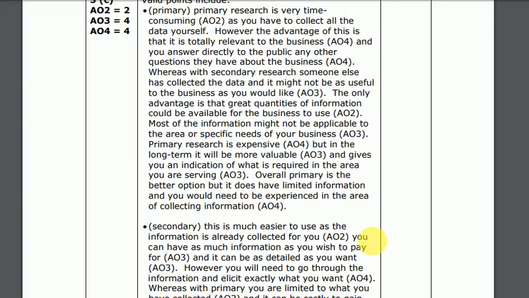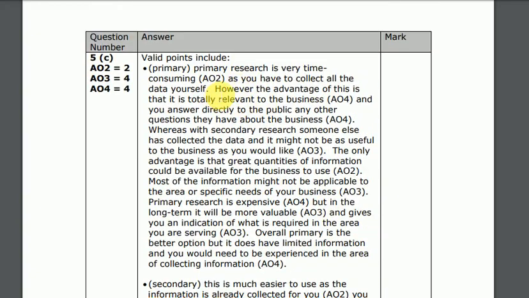Now, you would have rejected primary because primary research is time consuming. There's a problem with primary research. The only advantage is that great quantities of information could be available for the business. Most of the information might not be applicable to the business. Primary research is also expensive, so there's some problems with primary. So hopefully you've done well in that.